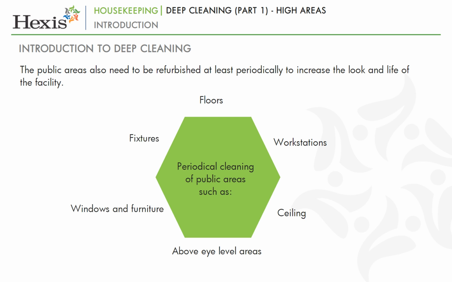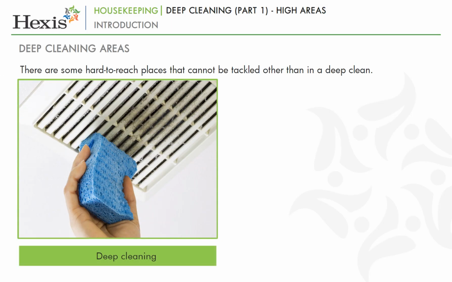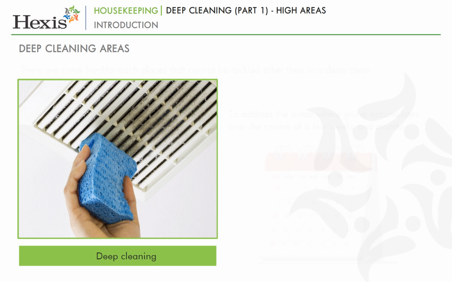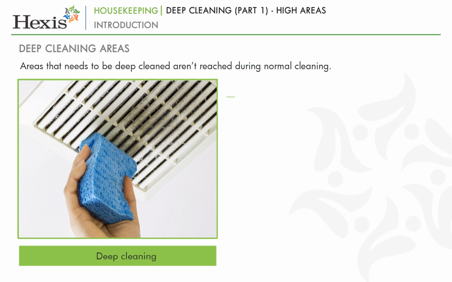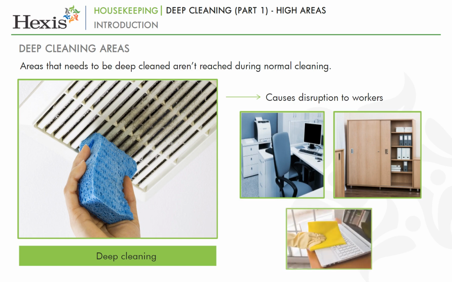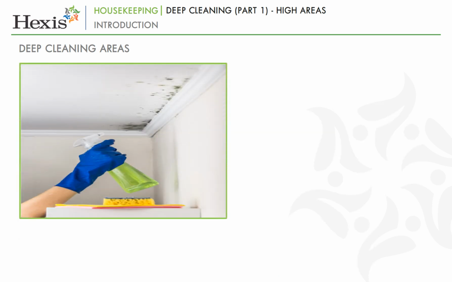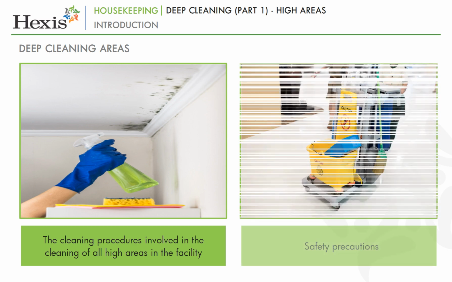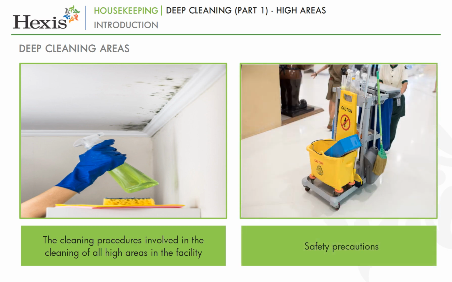In every office, there are some hard-to-reach places that cannot be tackled other than in a deep clean. Deep cleaning is sure to address the areas where grime accumulates over the course of a few weeks and months. These areas aren't reached during normal cleaning, as cleaners may cause some disruption to workers, particularly when they're trying to reach under desks, behind cupboards, and even computer equipment. In this module, part 1 of deep cleaning, we will cover all the cleaning procedures involved in the cleaning of all high areas in the facility, including all the safety precautions that need to be taken while doing the task.